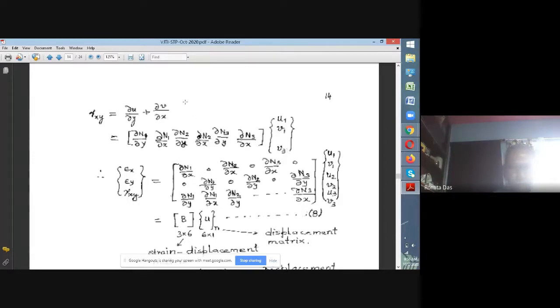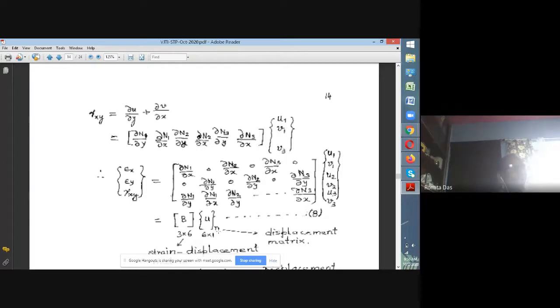So finally, you see that this matrix consists of all constant terms. Therefore, the strain at any point within the element is going to be a matrix consisting of all constant terms multiplied by the nodal displacements. Please, all of you give your attention. You see, the terms of this B matrix are all constants. They consist of B1, B2, B3, C1, C2, C3.